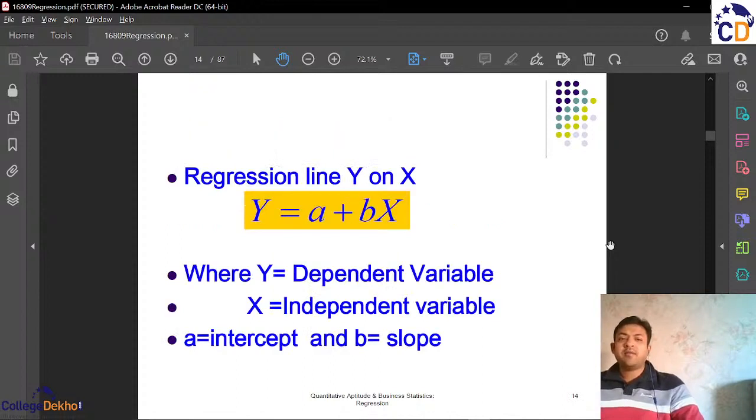Now, what will be the regression line of y on x? The regression line of y on x should be represented by y equal to a plus bx, where y is the dependent variable this time and x is the independent variable. A is the intercept and b is the slope of the line. Okay.